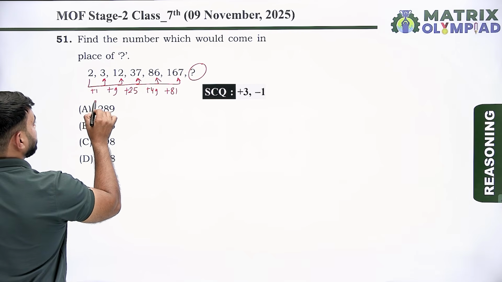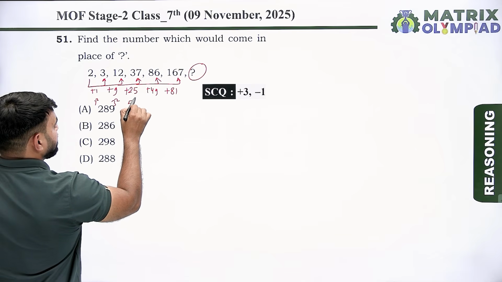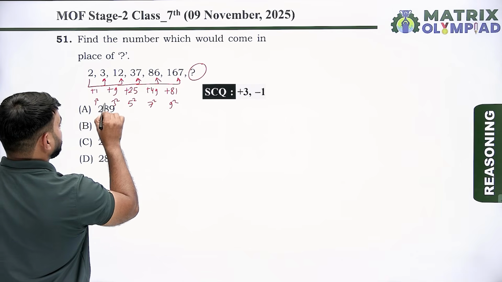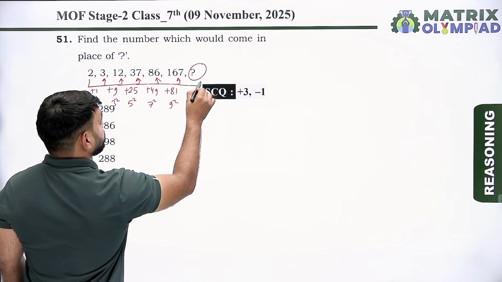So pattern is 1, it means 1 square; 9, it means 3 square; 25, it means 5 square; 49, it means 7 square; 81, it means 9 square. So pattern is 1, 3, 5, 7, 9. Now 11 square. So 11 square, it means 121.